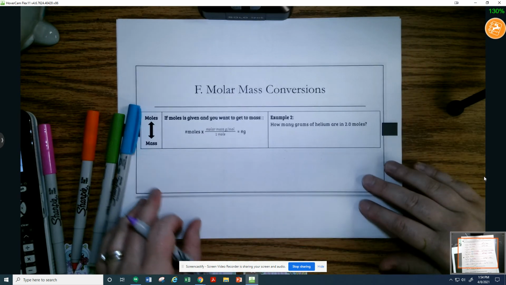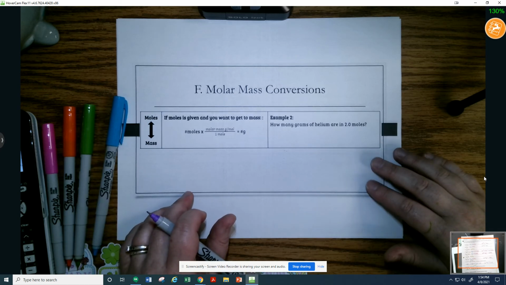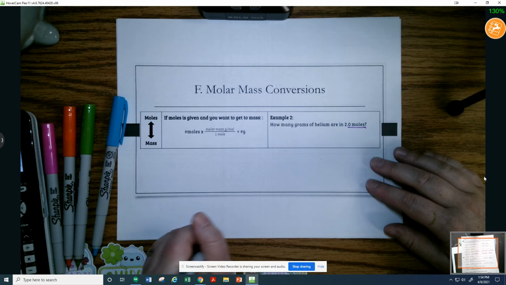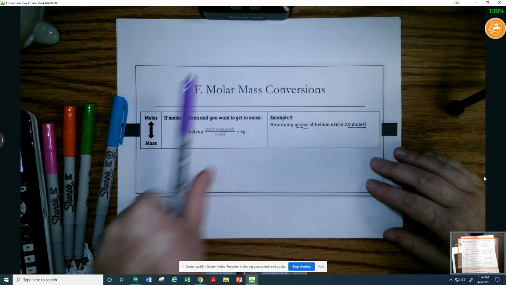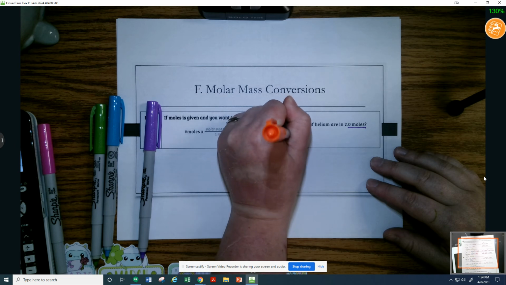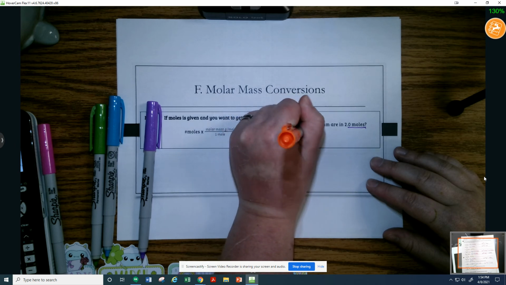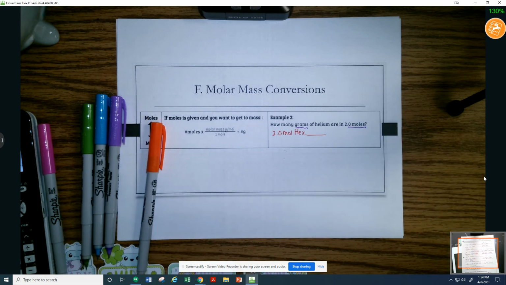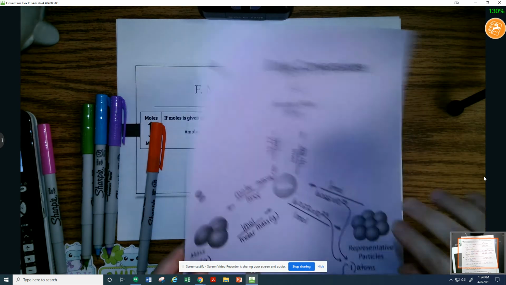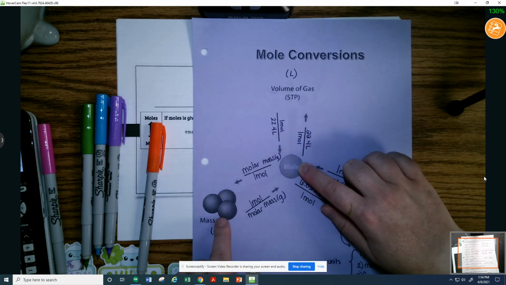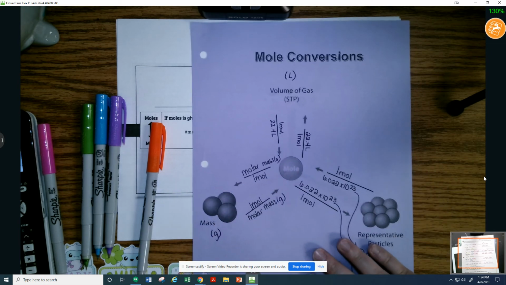Now, in example 2, it asks how many grams of helium are in 2.0 moles. So our given is moles. We want to change it to grams. You start by writing your given. Again, I'm going to include that this is He, or that we're working with helium. Looking at your roadmap, we have moles, and we want to know how much in terms of grams we are talking about. So to get there, you need molar mass.